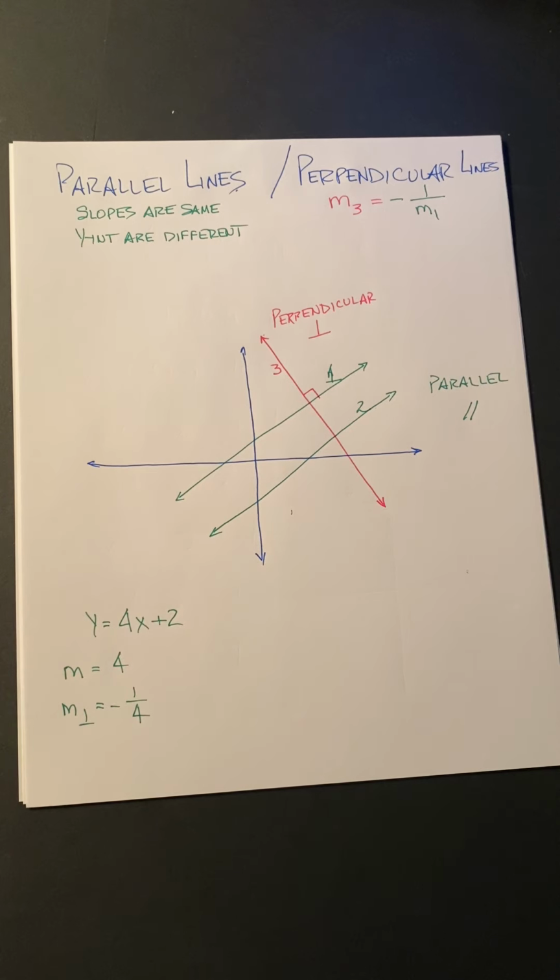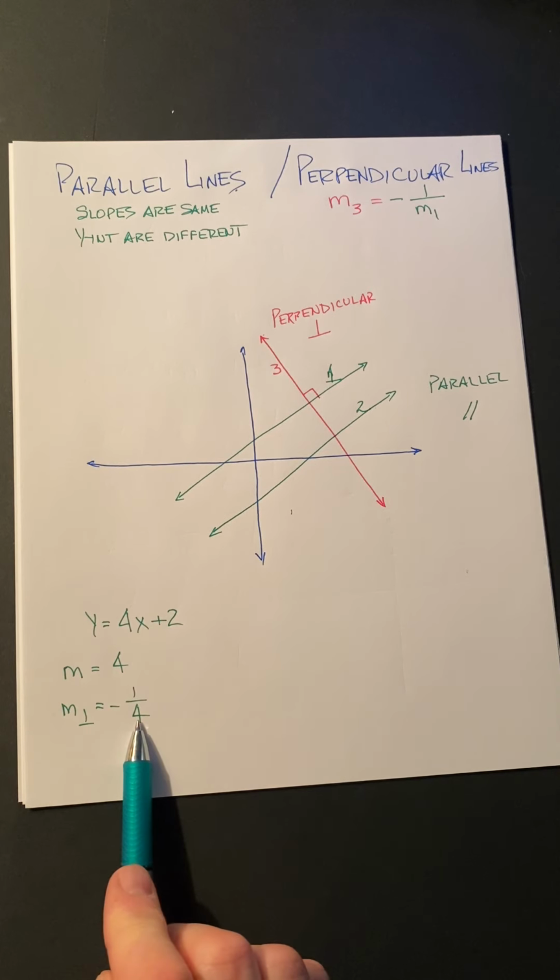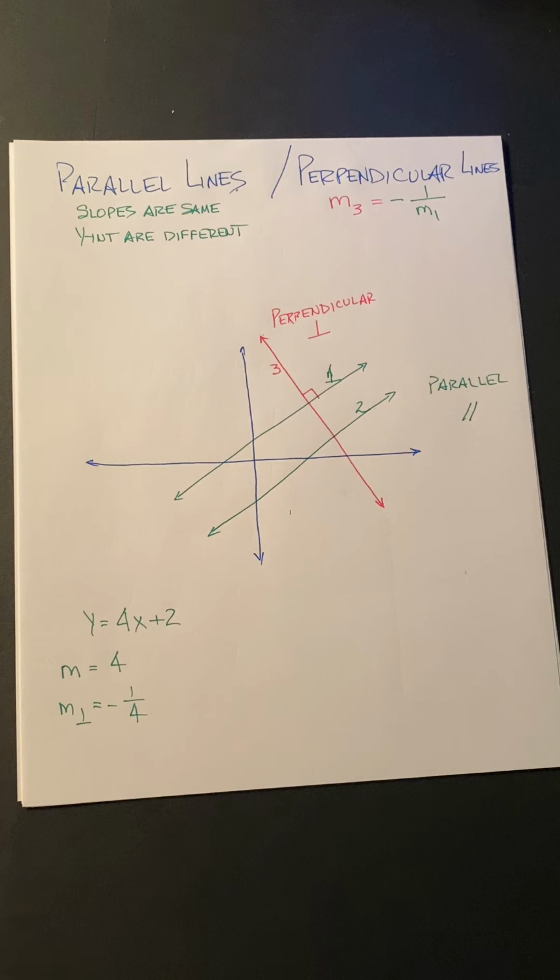So sometimes you're going to get questions: find the equation of a line that is perpendicular to this line and it also passes through another point. Okay? Well, all you have to do is take the line they give you, find the negative reciprocal of that slope, and then do the point slope formula in order to get the equation of your new line, okay?